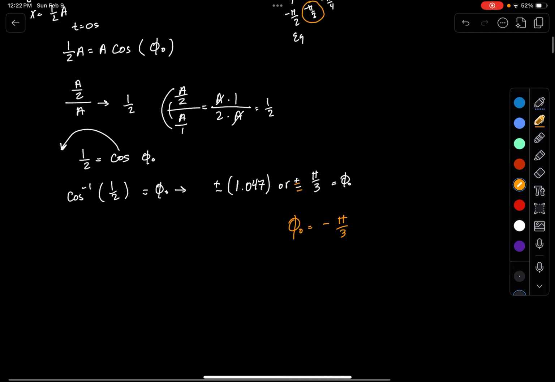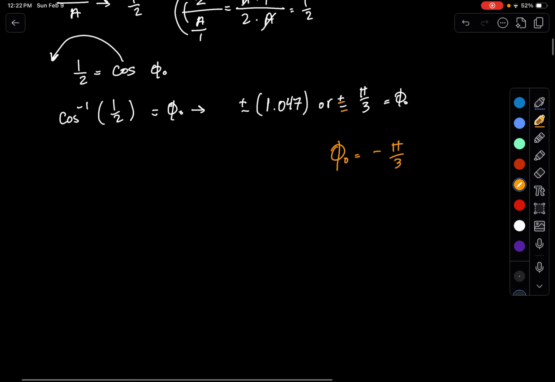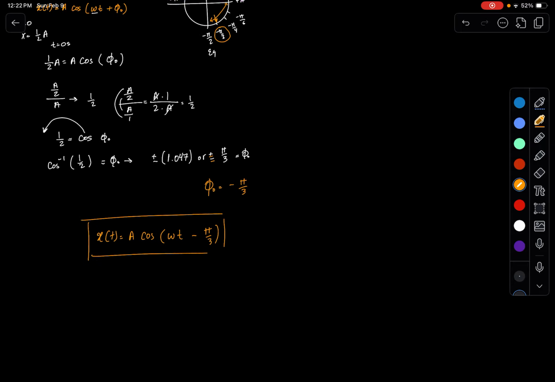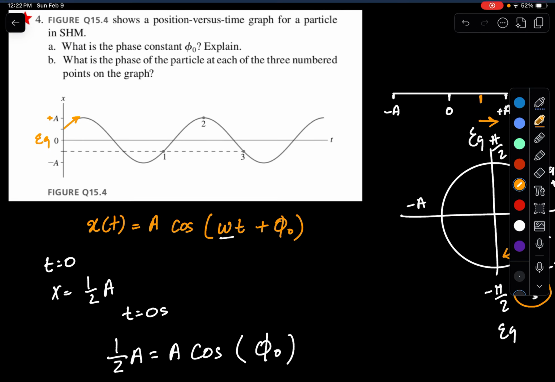Let's write our position versus time equation again. X as a position of time equals amplitude A cosine of omega t minus pi over 3. So that is the first part of our question. Let's do the second one. What is the phase constant of the particle at each of the three numbered points on the graph?